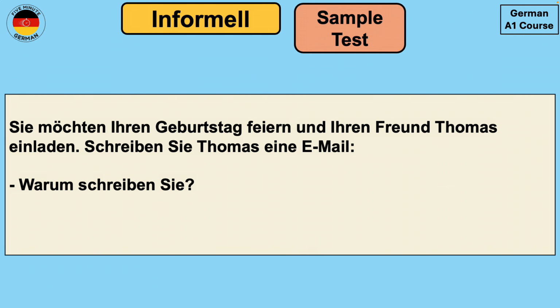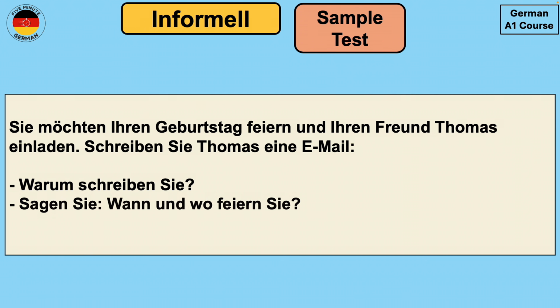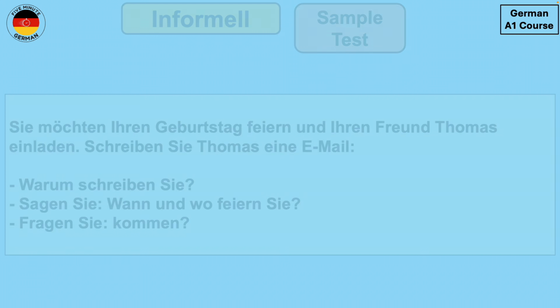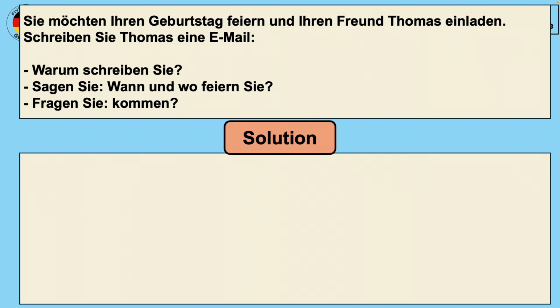So you have to tell the reason. The second point is Sagen Sie, wann und wo feiern Sie? Tell when and where you will be celebrating. And the third point is Fragen Sie kommen. You have to ask if Thomas will come or not. So now let us write this email. So this is an informal email because we are writing it to our friend Thomas. So we will write Lieber Thomas.